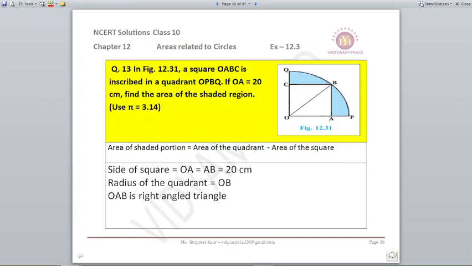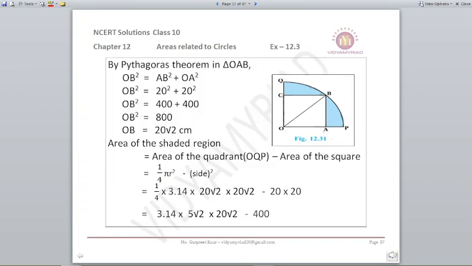Side of the square is already given to us, that is OA will be equal to AB, that is 20 centimeters. So that means radius of the quadrant will be OB. We don't have OB with us, that is the radius of the quadrant. So for that we need to find out using the Pythagoras theorem. If we take triangle OAB, so OB square will be equal to AB square plus OA square. We have the values 20, 20, that becomes 400 plus 400, that is 800. OB comes out to be 20 root 2 centimeters. So OB will be the radius of that quadrant.